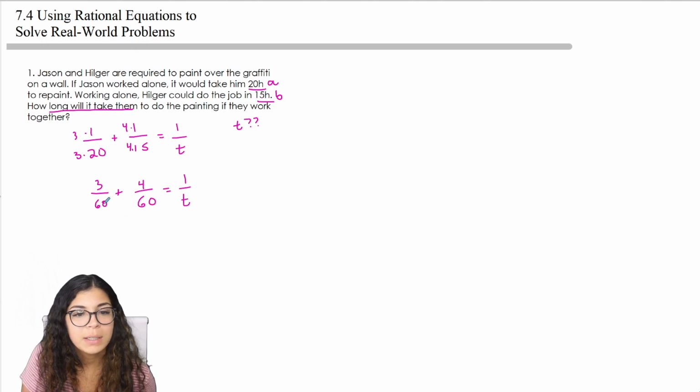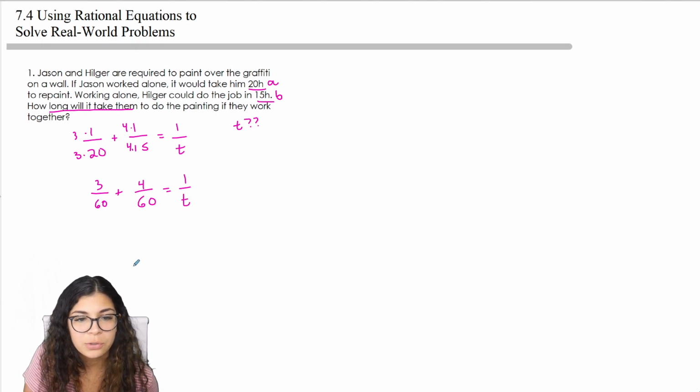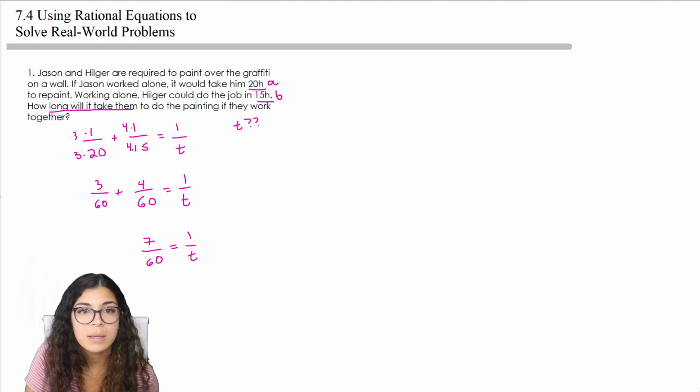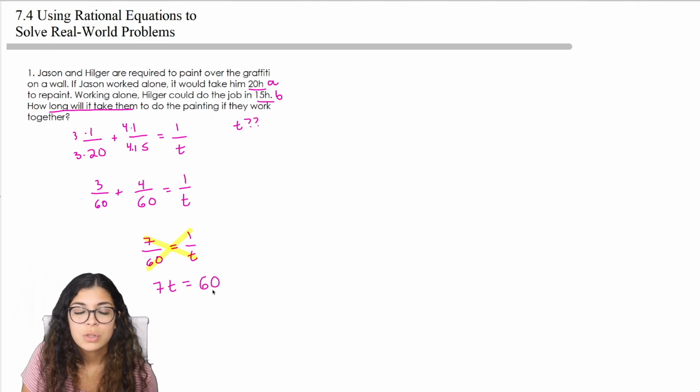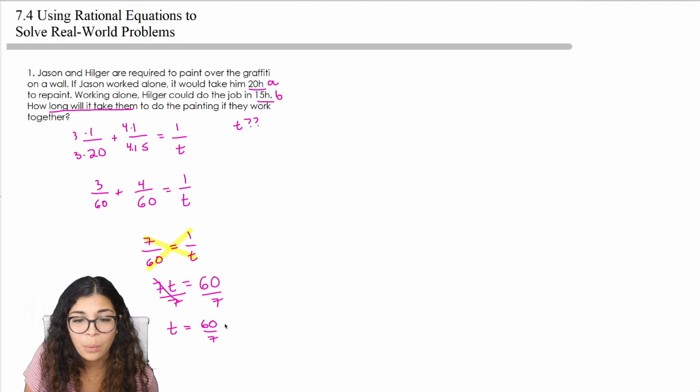Okay, now that the denominator is the same, we can group these two fractions. 3 plus 4 is 7, and the denominator of 60 stays the same. We have a proportion, so we can now cross multiply. 7T equals 60 times 1, which is 60. I don't know why I said 5. So now we're going to go ahead and divide by 7 on both sides. So we end up with the time is 60 over 7 hours, right? Hours.